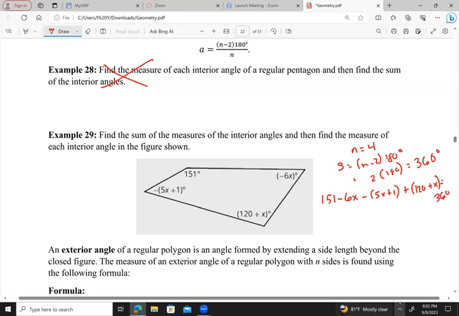360. So let's see. 151 minus 6x minus 5x minus 1 plus 120 plus x equals 360. Minus 6x minus 5x, it's 11 plus 1, so that's minus 10x. 151 minus 1 is 150. We're going to subtract it on both sides, and I get negative 10x equals 210. So x equals negative 21 degrees.